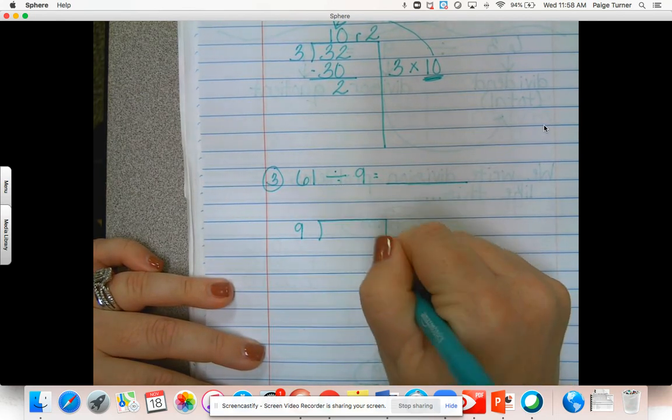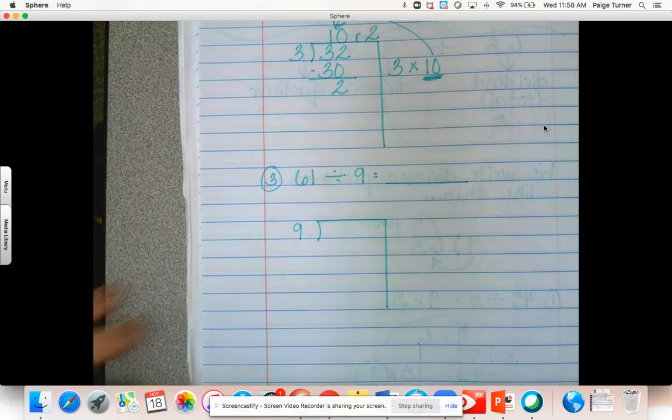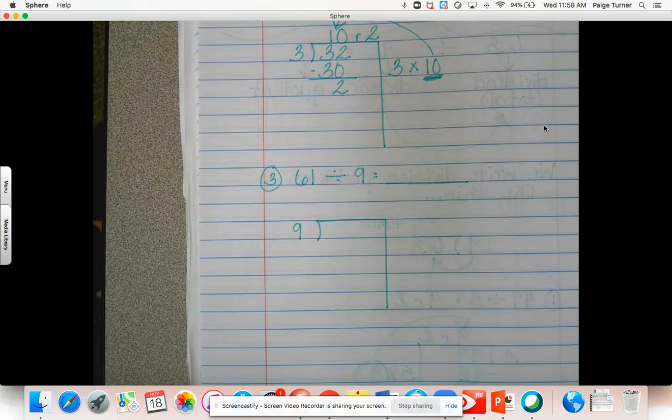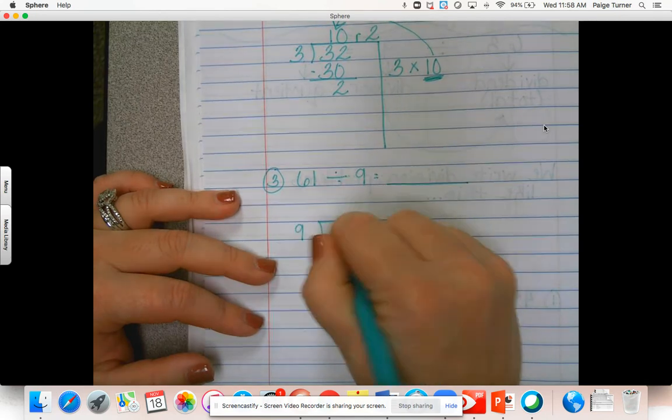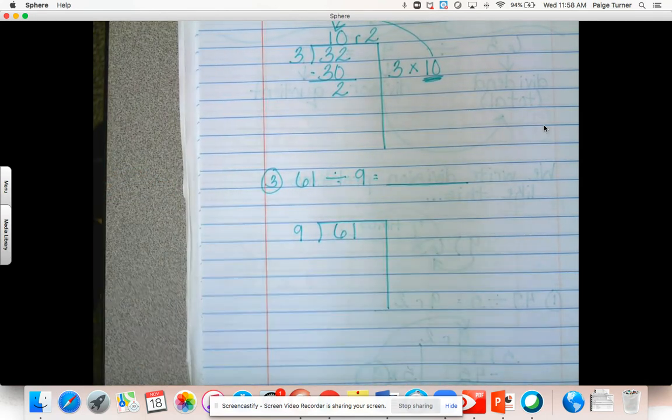And I will tell you, whenever we get back from Thanksgiving break, this is your homework, okay? You're going to have homework on this division strategy. So you're going to be glad you have all these problems in your notebook, okay? So we make our big 7 here. We put our dividend or our total on the inside.